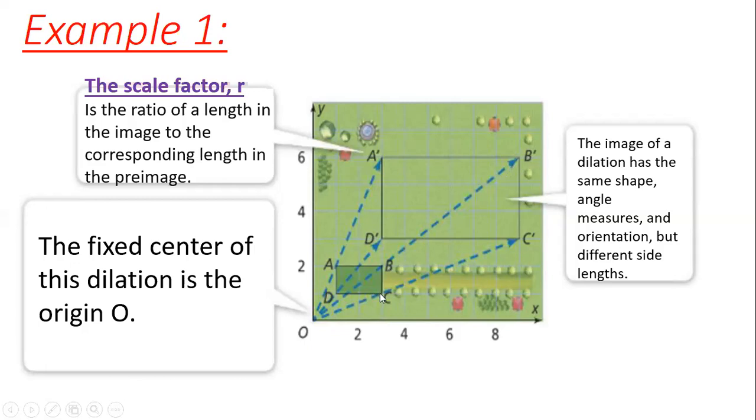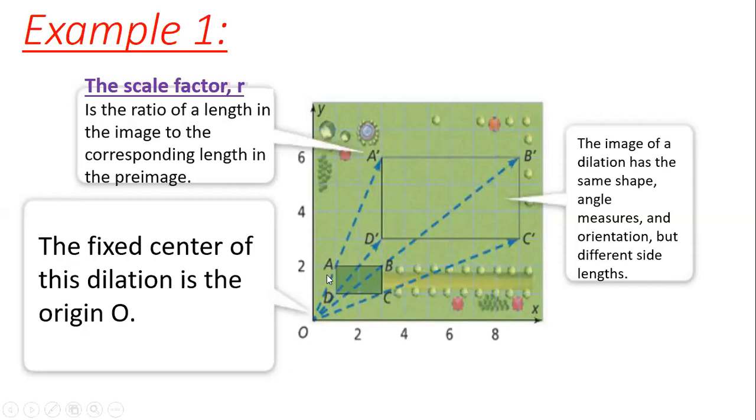No. So here we cannot say that C is the origin, that C is the center, because they don't make a straight line. For example, A, D, D prime. Do they give us a straight line? No. So can we say that A is the center? No. But O, D, D prime, they give us a straight line. So we can say that O is the center of the dilation here.